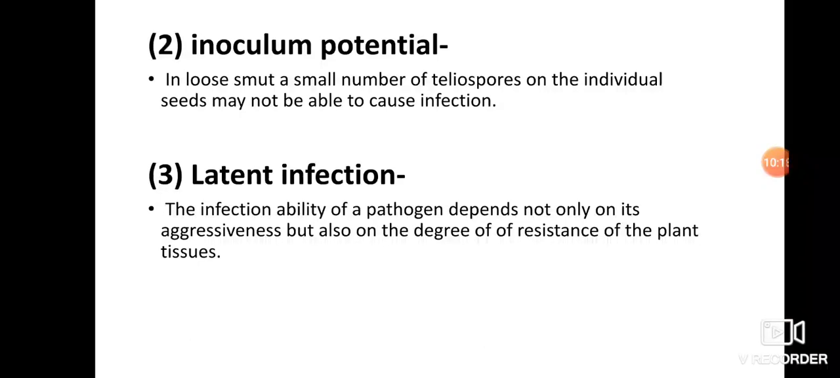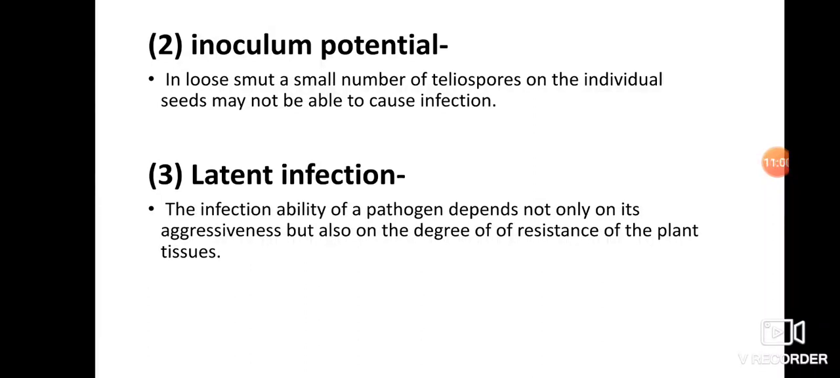Second pathogenic factor is inoculum potential. Some pathogens may be more aggressive, and a single or few spores can achieve infection under optimum conditions. Other fungi, presumably less aggressive, may require a large number of spores for successful infection. Example, in loose smut, a small number of teliospores on the individual seed may not be able to cause infection, while a large number can do so.